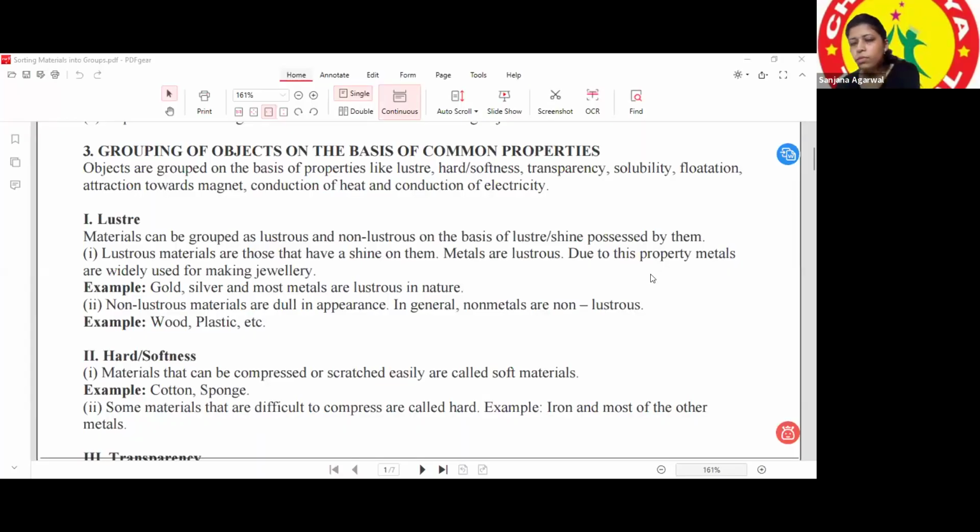Now, next topic. So, luster has been done. Hardness and softness also. If you want to add the words in the definition, you can just write the materials that can be compressed or easily scratched. They are the soft ones. And then some materials which are difficult to compress are hard. Just on the basis of compressibility, we can decide which ones are hard and which ones are soft.